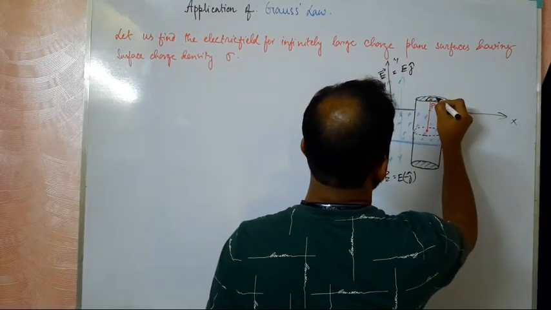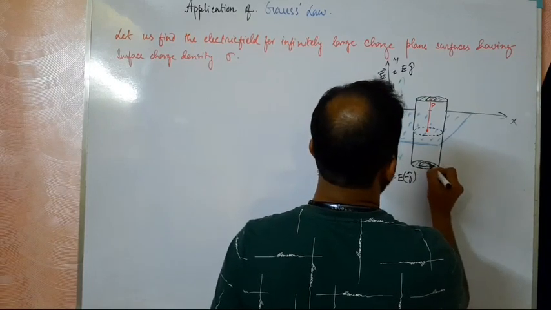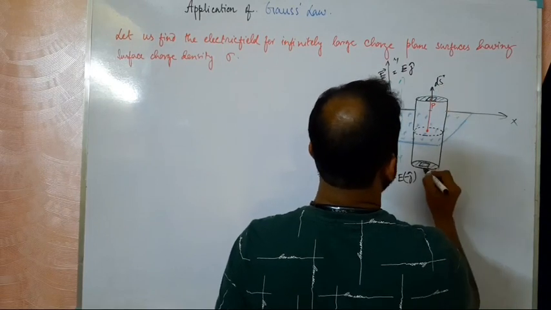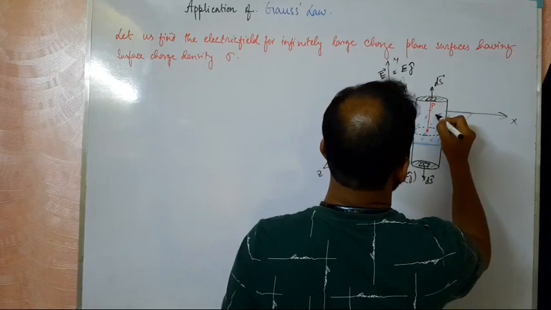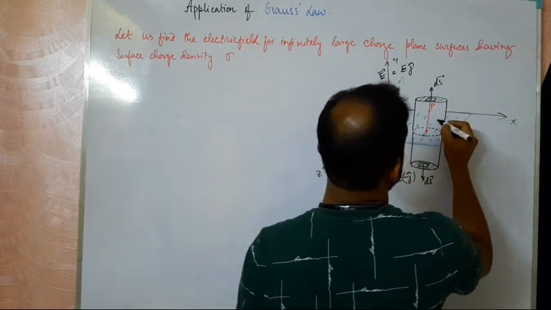on all those surfaces. That means ds. Taking ds in the upward direction, also taking ds in the downward direction. There is also ds along the curved surface. So let us bring it like that.